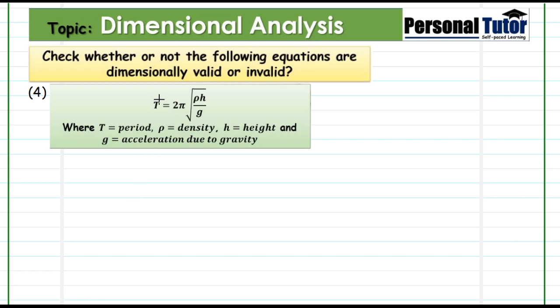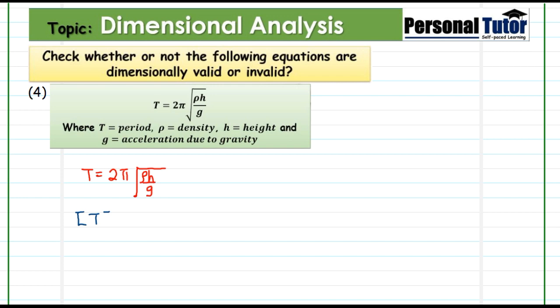The equation is t equals 2 pi square root of rho h over g, where t is for period, the rho for density, h for height, and the g for acceleration due to gravity. Now with that equation, that is t equals 2 pi square root of rho h over g, we need to substitute the dimensional equation for each term there, starting with that of the t.